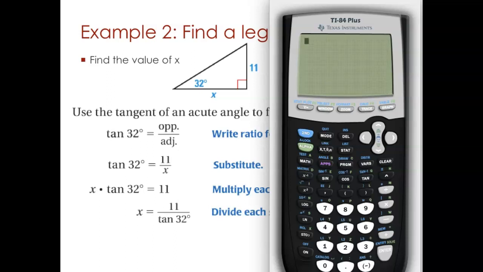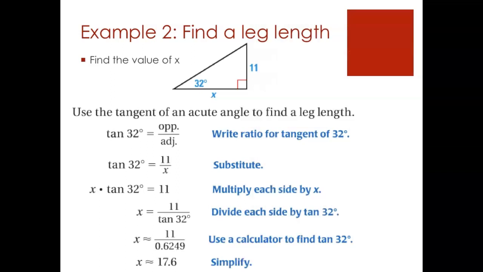And then you can go ahead and use the calculator now to find 11 over tangent of 32, or you can just find tangent of 32 and do this separately. So tangent of 32 comes out to be about 0.6249, so 11 divided by that is going to come out to be about 17.6. So the length of x is equal to 17.6.